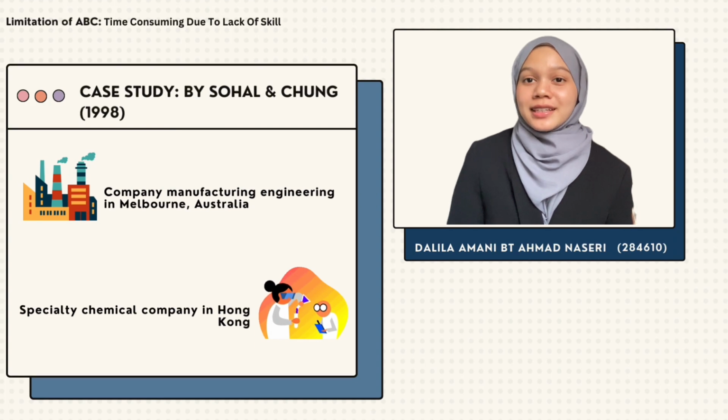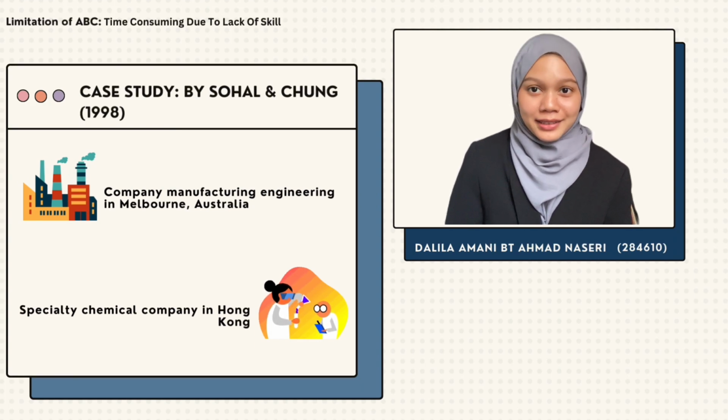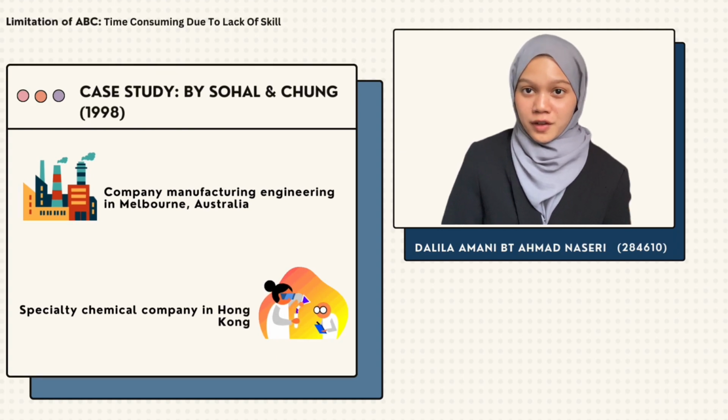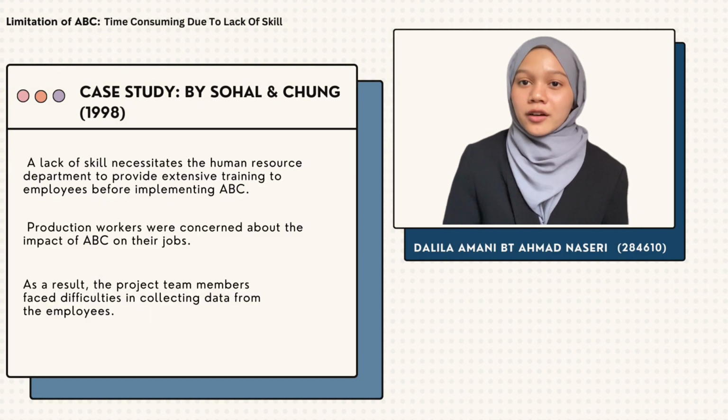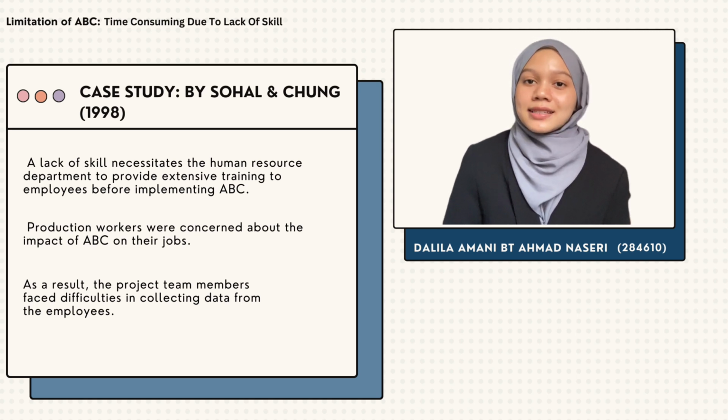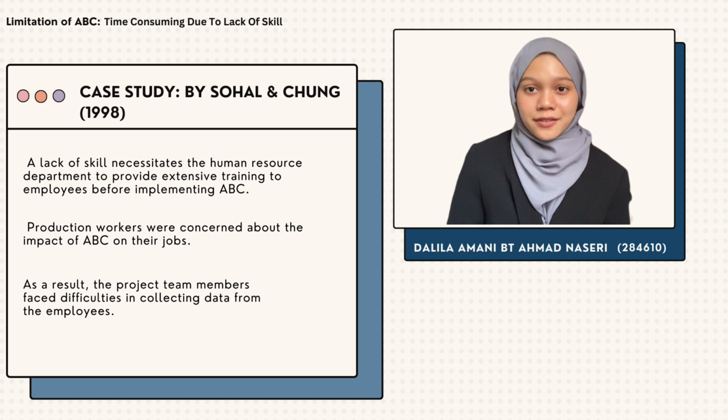Moving on, we shall see the case study by Sohal and Chung in 1998. This study has been made by observing 2 companies which are a manufacturing engineer in Melbourne, Australia, and a specialty chemical company in Hong Kong, Thailand. They stated that a lack of skill necessitates the human resource department to provide extensive training to employees before implementing activity-based costing. Then, production workers were also concerned about the impact of ABC on their jobs. As a result, the project team members faced difficulties in collecting data from their employees.